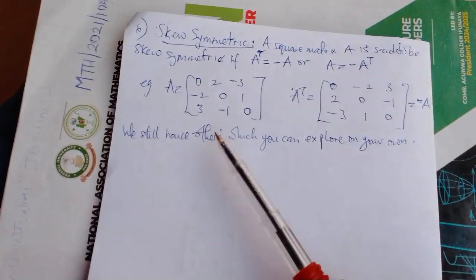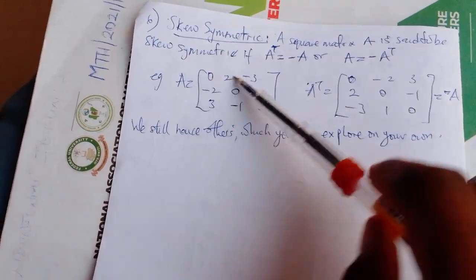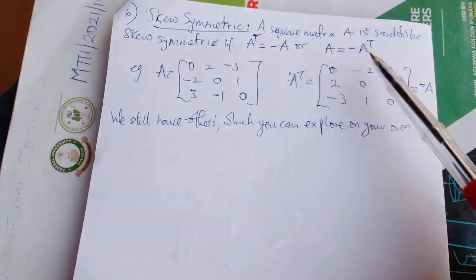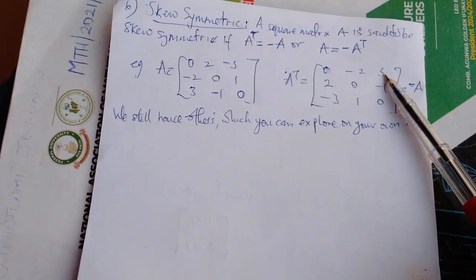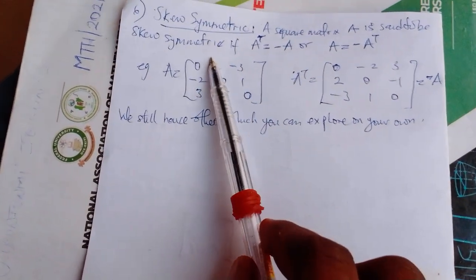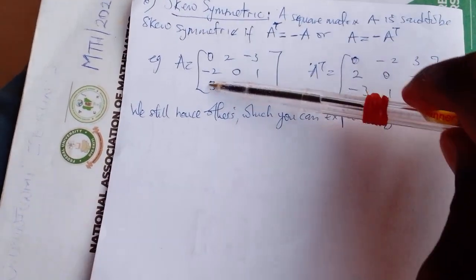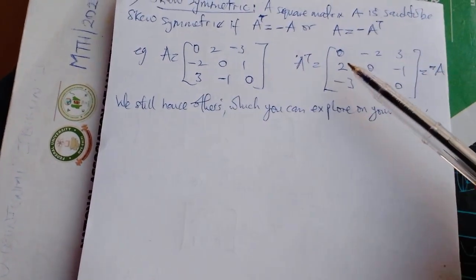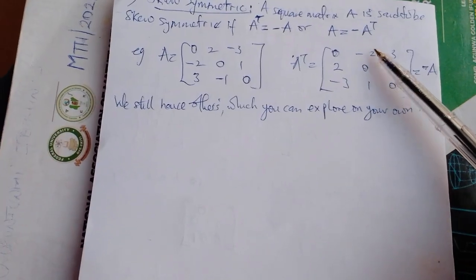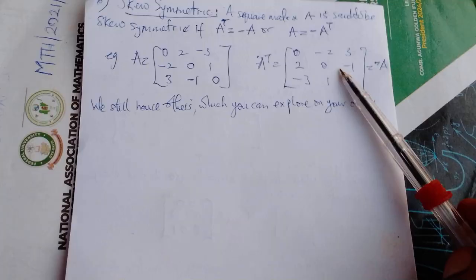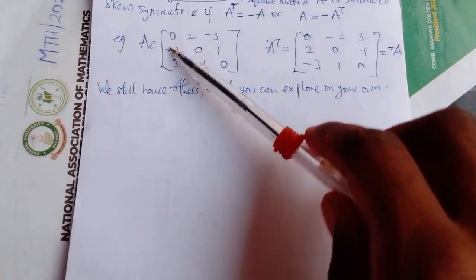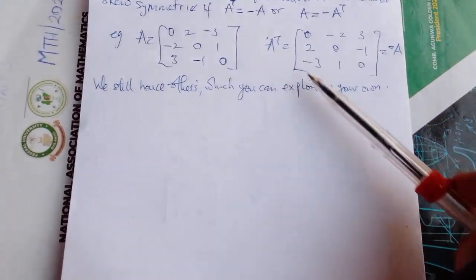So for this one, it comes this way: you have 1, 0, minus 2 and 3. Can you see now? And for this second one, it becomes 2, 0 and minus 1. And for the third one, this one comes down this way and becomes minus 3, 1 and 0. Can you see now? So that's A transpose.